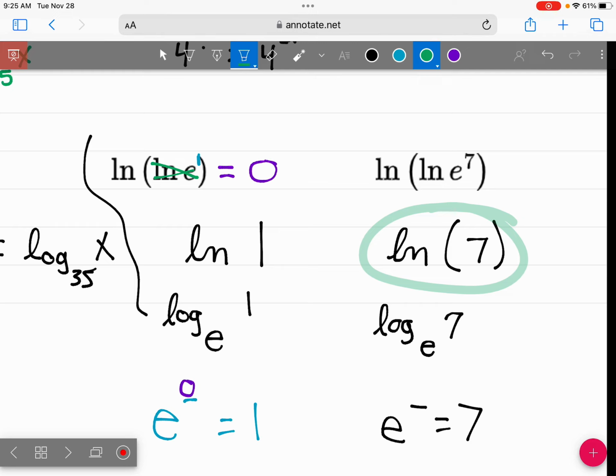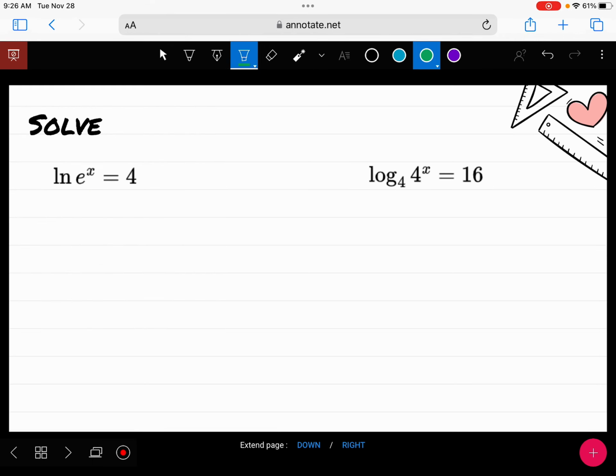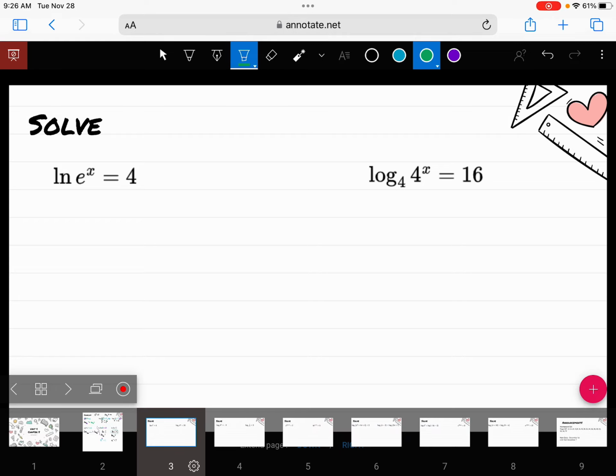They're not usually going to be this weird and abstract. More often than not, it's going to be find x, which is what we're going to do next. We're going to solve. Okay. So we're going to start solving these, and we are going to solve as many of these as we can until the end of the day.